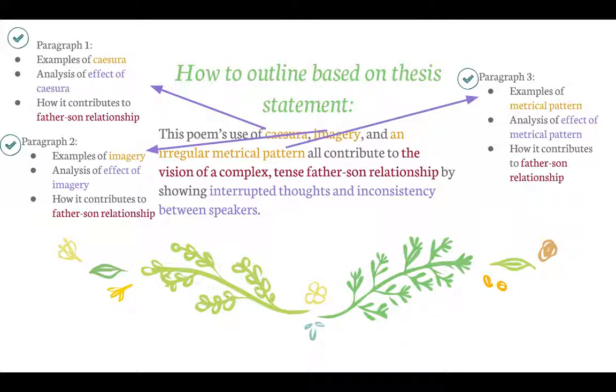And when we talk about outlining briefly, this is sufficient because you should already have examples underlined or circled or something in your copy of the poem. You don't need to rewrite them, that's a waste of time. Maybe a couple words added for analysis and how it contributes, but just keeping this as kind of your check mark in your outline of all the things that you need to cover.